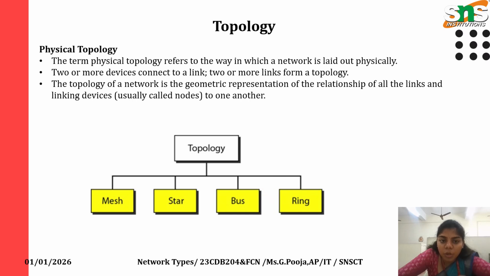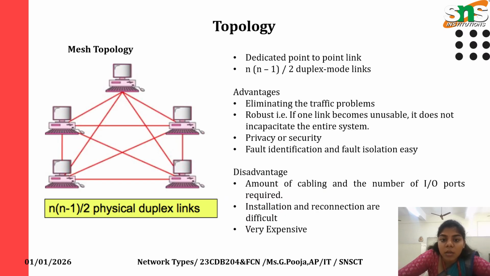So this is called topology. Topology is how the network is laid out physically, which means how the computers are connected with each other and how the connections are made. Two or more devices are connected to a link, and two or more links form the topology. So the topology of a network is the geometrical representation of the relationship of all the links.